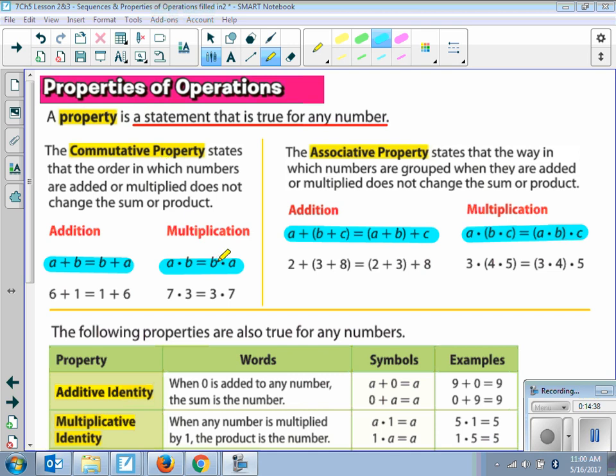What about for division? Let's do 1 and 3. Okay? So 3 divided by 1 is 3. But 1 divided by 3 is 1/3, right? So they're very different, and so it does not hold for division. And that's also the same for the associative property. It does not hold, the associative property does not hold for subtraction or division. Okay? Now, those were reviews for you.